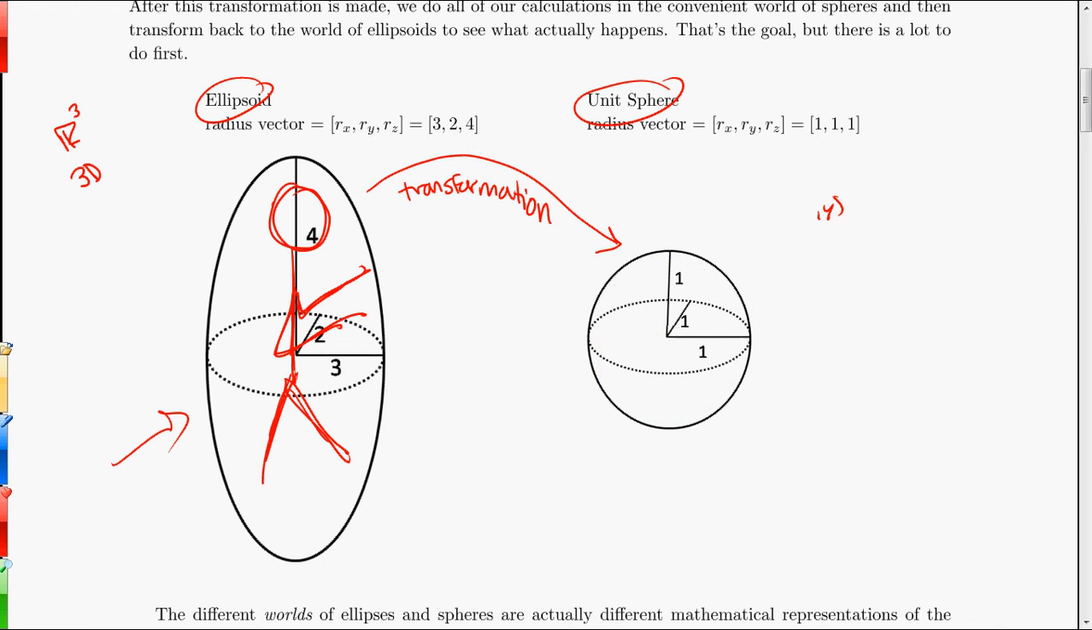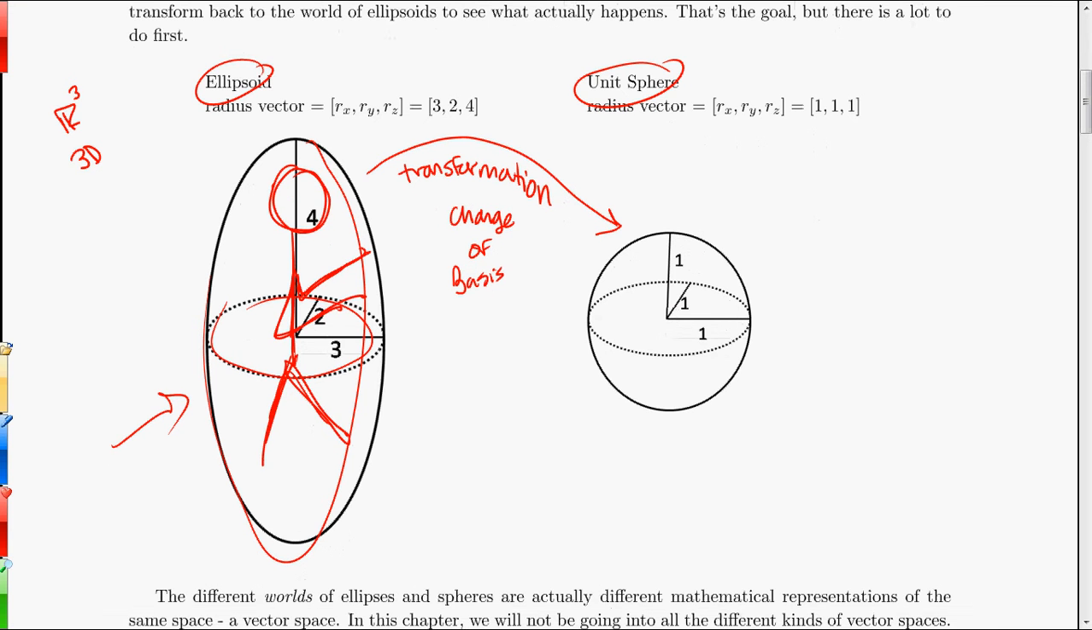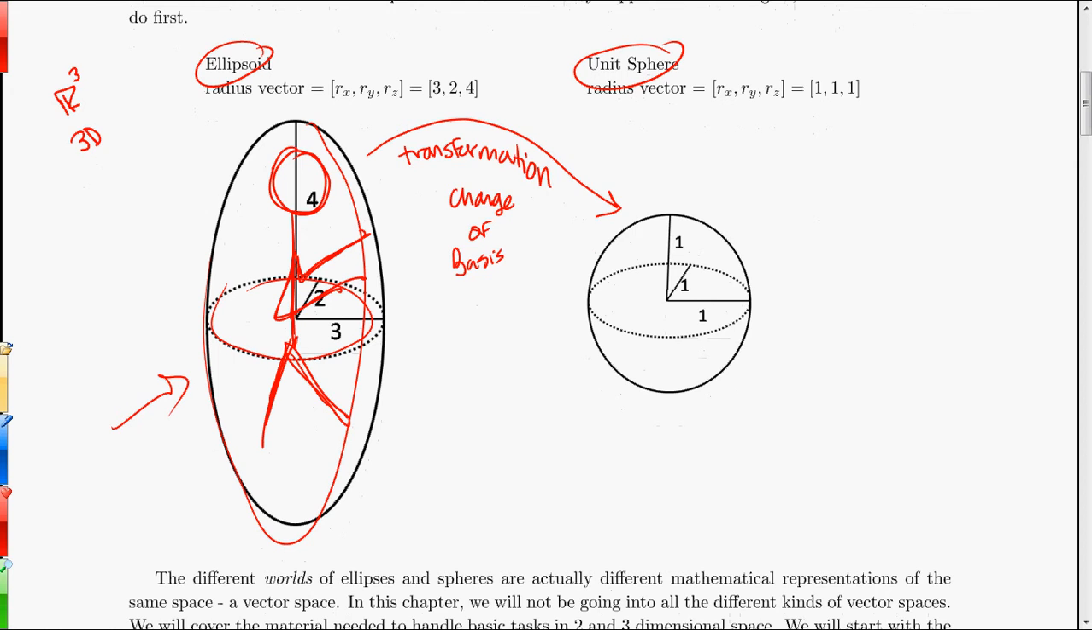And so the transformation that we do to go from the world where I have ellipsoids to my world of unit spheres is actually called a change of basis. A change of basis transformation. So we're going to determine what a basis is. What is a basis? How do we know when we have one? And then later, how do we change the basis? You can sort of think of this as a motivation. How do we do this transformation so that my ellipsoid becomes a unit sphere? Okay, so let us move on.